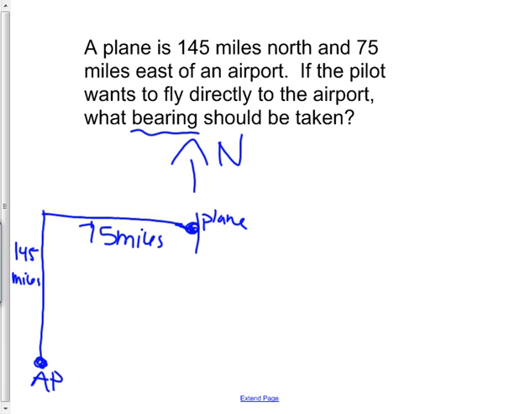So now the pilot wants to fly directly to the airport. So he wants to go like this. He doesn't want to go 75 miles west and then 145 miles down. He just wants to go straight there. So he wants to know, if he's facing north, what bearing, how many degrees should he turn so he can head straight to the airport? So we're trying to find this. Remember how I said this is bearing? From the north going clockwise? So we need to find this angle.